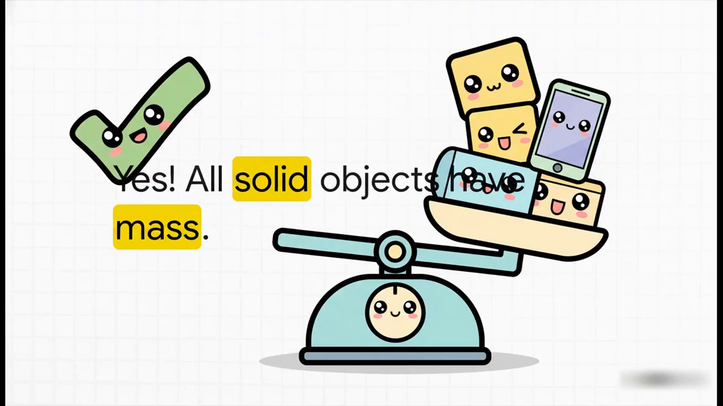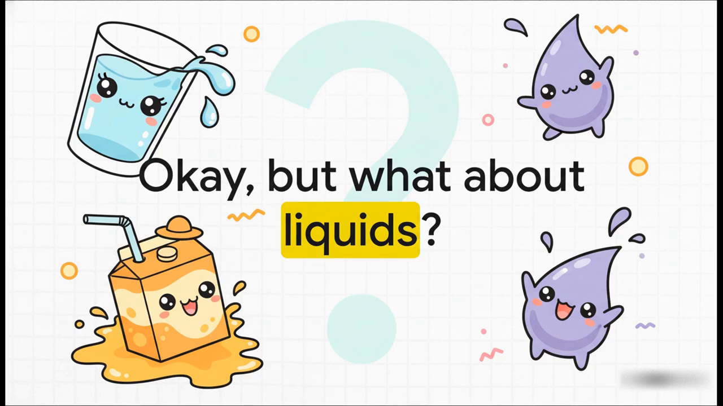So, finding number one for our investigation is crystal clear. Every single solid object, doesn't matter if it's a tiny speck of dust or a massive skyscraper, it has mass. Case closed. On to the next one. Okay, that was pretty straightforward. But what about liquids? Things that flow and spill, like water or juice. Do they have mass in the same way a block of wood does?